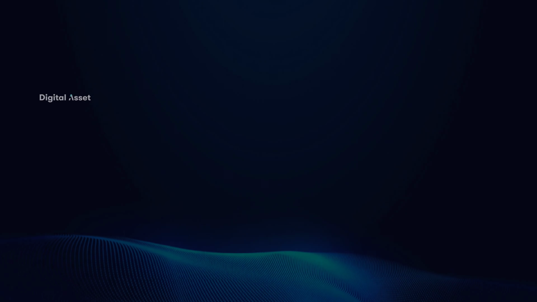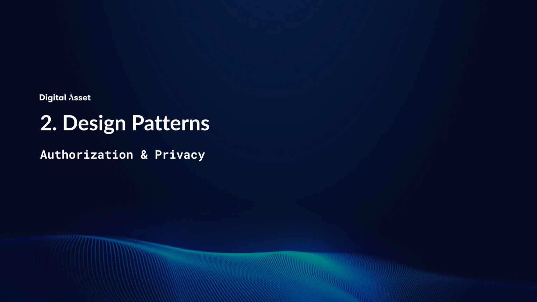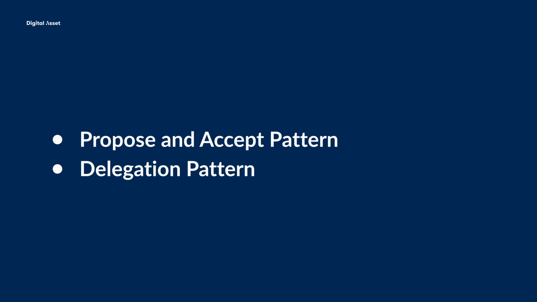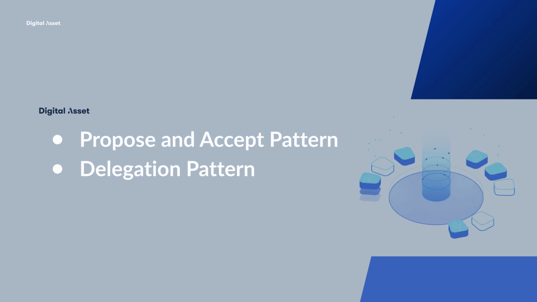In this lesson, you will learn how to transfer the authority to act on a contract from one party to another using design patterns. DAML offers several design patterns, of which this lesson focuses on two: the propose and accept pattern, which is also known as the initiate and accept pattern, and the delegation pattern.